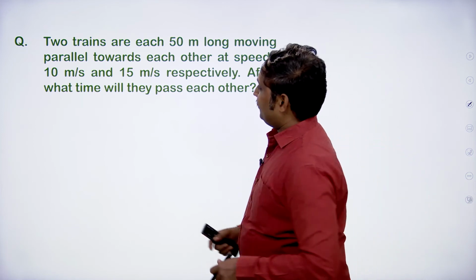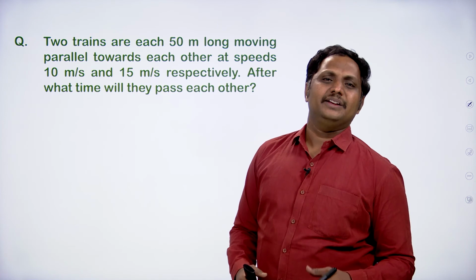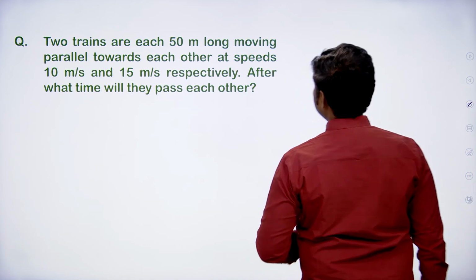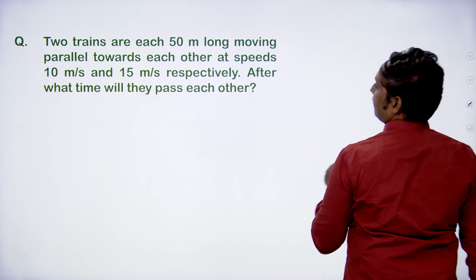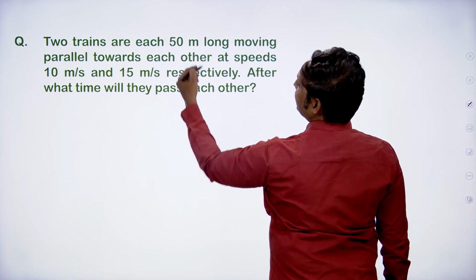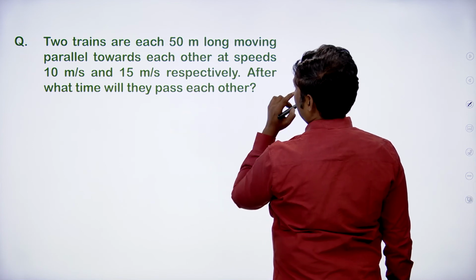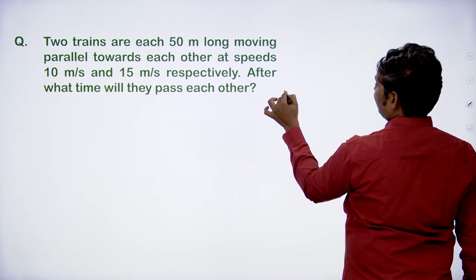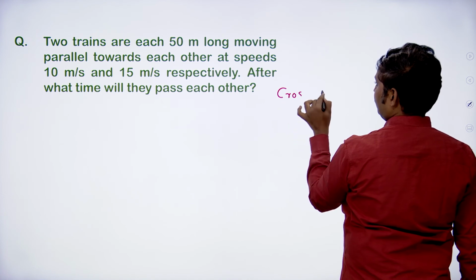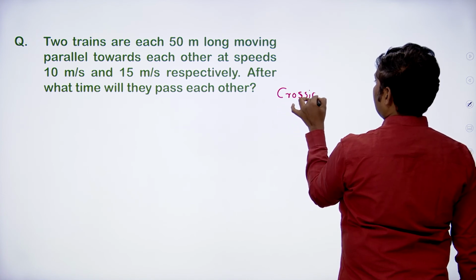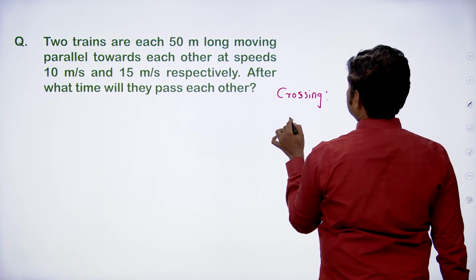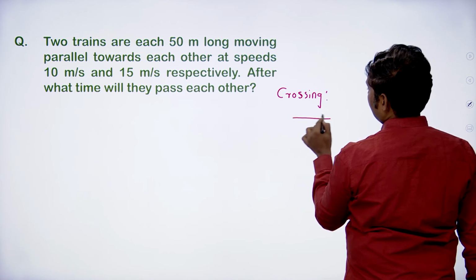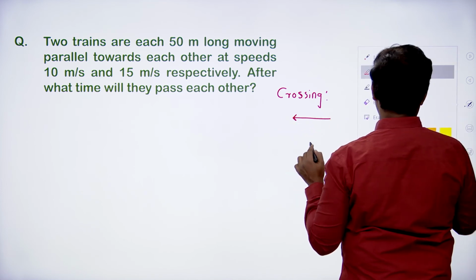That is what we would like to solve in these kinds of problems, whatever they have given. Okay, two trains are each 50 meters long, moving parallel towards each other. Okay, very good. We have to get the two cases, crossing. Yeah, it is very clear. So, this is the case we have to confirm.